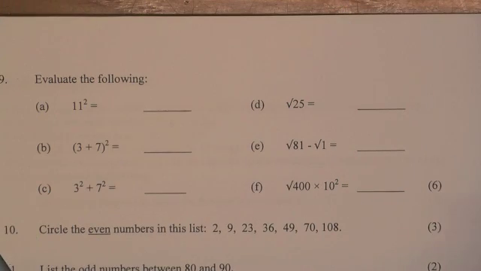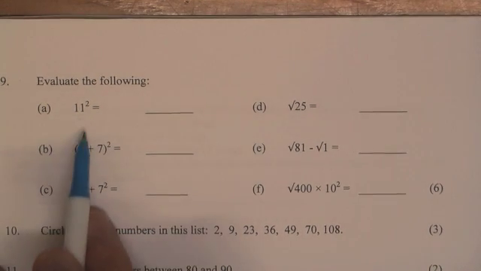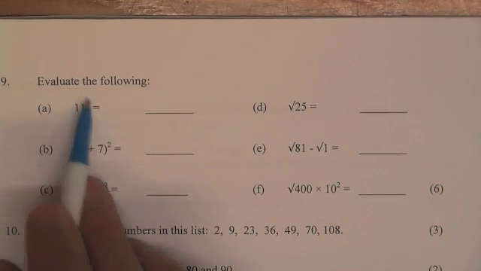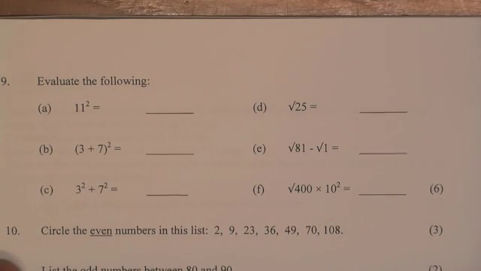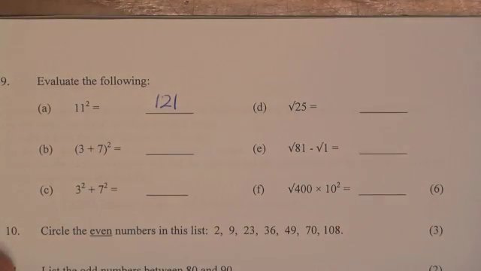Okay, this is page 3 of the Year 8 test for Term 1 for 2008, Test 3. Now, the question says evaluate the following. In this case, evaluate means come up with a value that is equivalent to the expression in the question. Right, the value here is 11 times 11, which is 121.